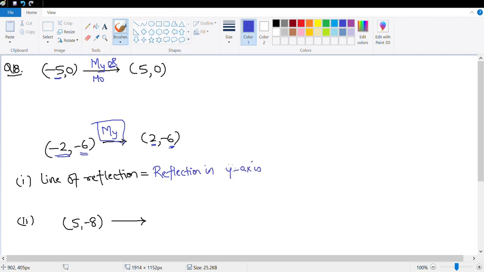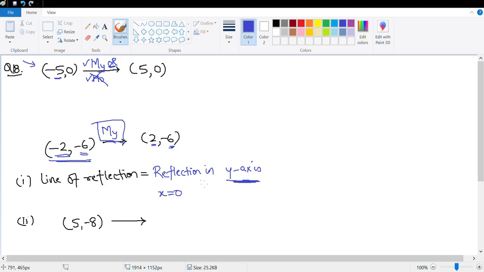Since they are giving the line, it is ideal that you write the line directly, not write it as My or Mx. You should also read the question carefully, because there are some questions where they say write the line of reflection and also the equation. The equation of the y-axis is basically x is equal to 0. So here when I looked at the first transformation, I had two possible options, but when I looked at the second point, I realized Mo is not possible, which means it is My, which is reflection in the y-axis, or x is equal to 0.